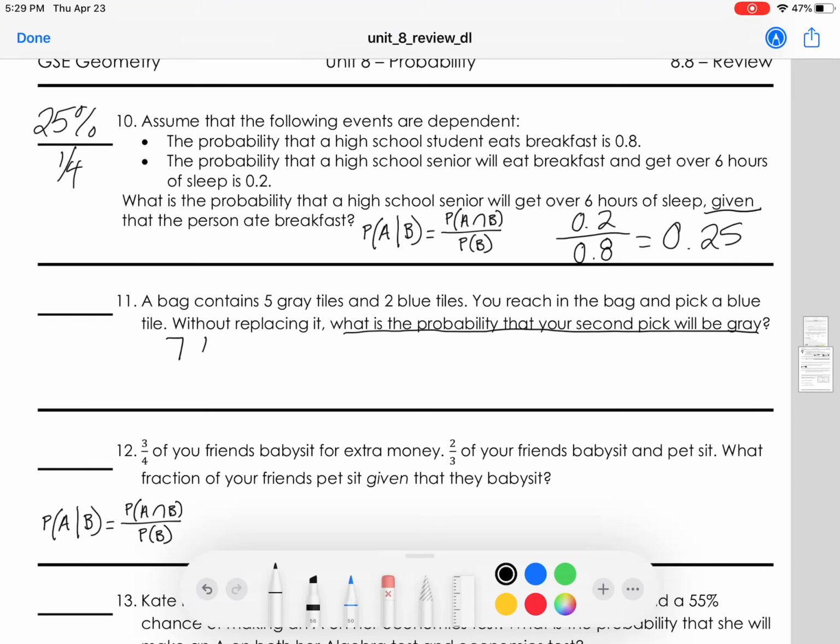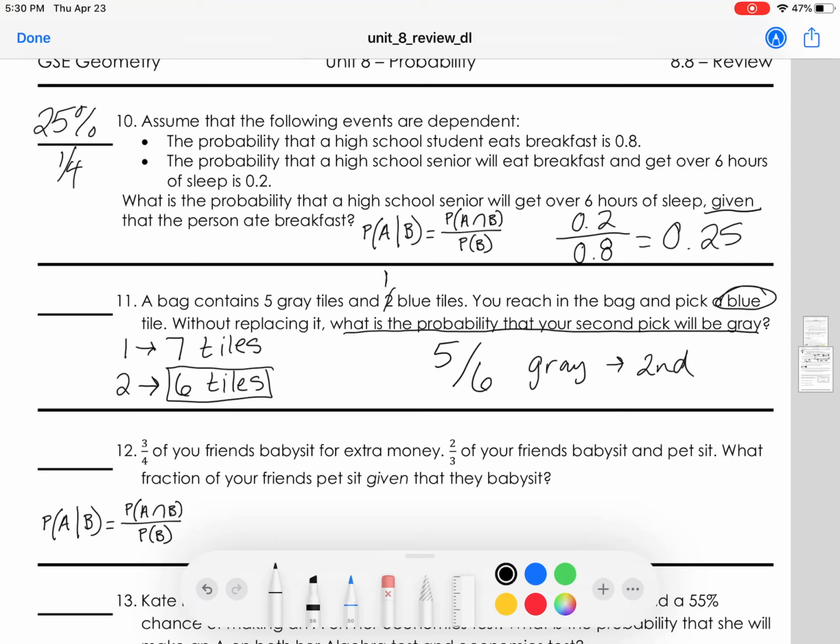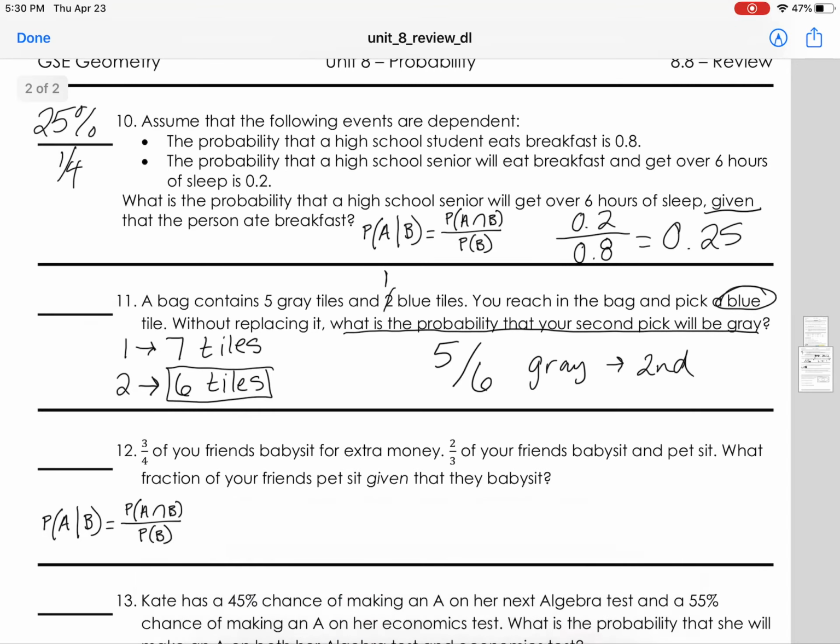So on the first draw, I originally had 7 different tiles to choose from. But on the second draw, I have not replaced the first tile that I drew, and so I only have 6 tiles to choose from. On the first draw, it says I picked a blue tile, meaning I only have 1 remaining blue tile, and I still have 5 gray out of the total 6. So I'm going to say that I have a 5 out of 6 chance to pick a gray tile on the second draw. It's not asking us for any compound probability here, just the probability of what the second draw would be, if it was gray.